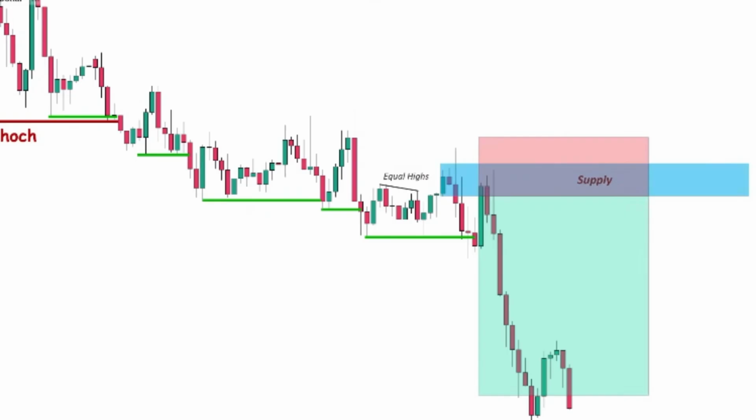And that's the full breakdown for today. I hope this helped you understand how to combine smart money concepts with multi-time frame analysis.